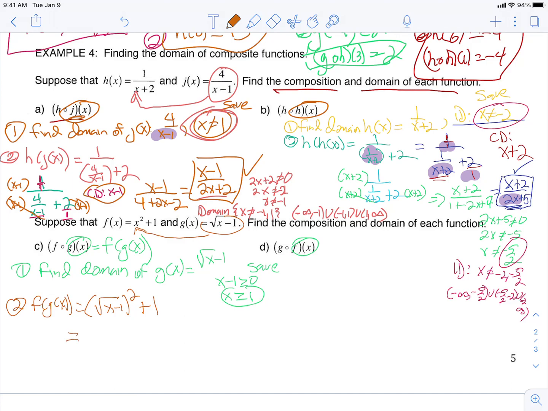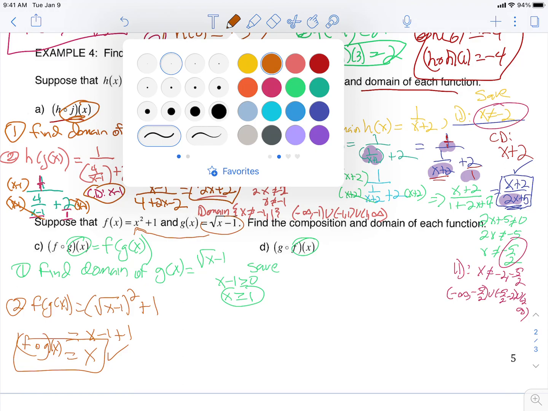And cleaning up a little bit, well, you square a square root and you're left with x minus 1 plus 1, which is just equal to x. So f of g of x is equal to x. Okay, check. All right, good. I did part of that. See, that was painless, right?